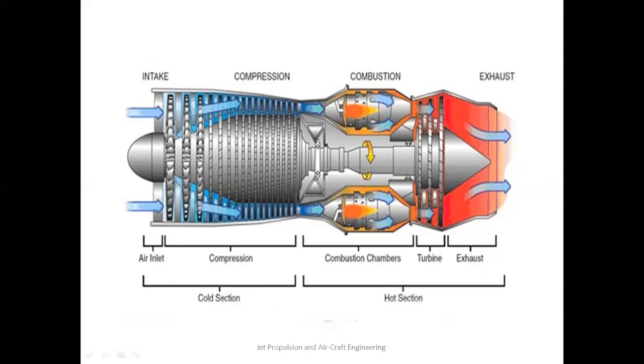hot section. And the first component of the hot section is the combustion chamber, where fuel is injected. Afterward, the proper mixing of air and fuel takes place, and this fuel, with the presence of oxygen in atmospheric air, is ignited with the help of a flame holder, and due to that the combustion takes place, and we get the combustible gases, which are also known as the flue gases.